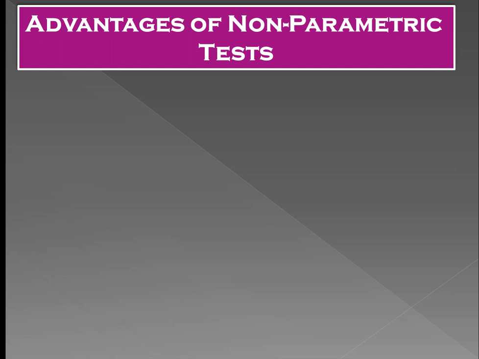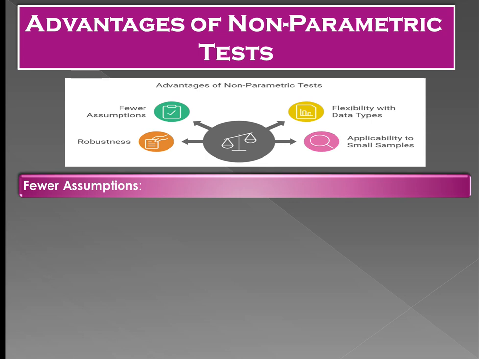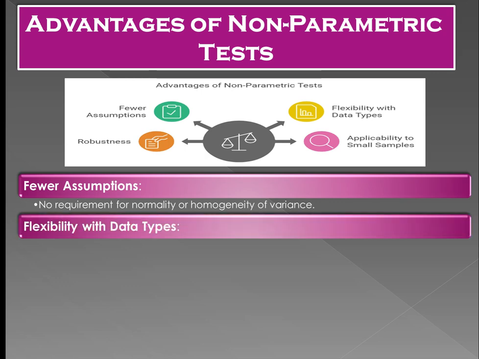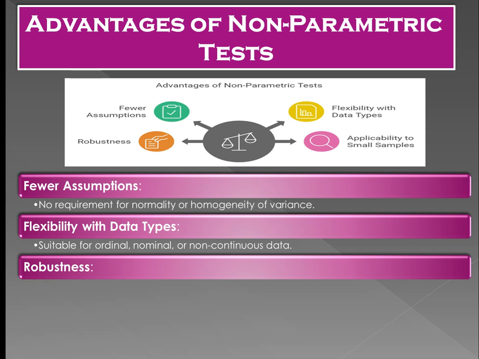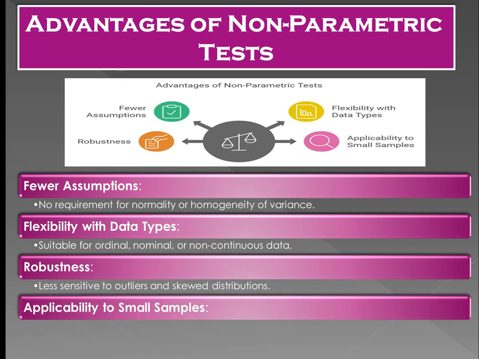Advantages of non-parametric tests. 1. Fewer assumptions. No requirement for normality or homogeneity of variance. 2. Flexibility with data types. Suitable for ordinal, nominal, or non-continuous data. 3. Robustness. Less sensitive to outliers and skewed distributions. 4. Applicability to small samples. Effective with small sample sizes, where normality assumptions cannot be reliably tested.